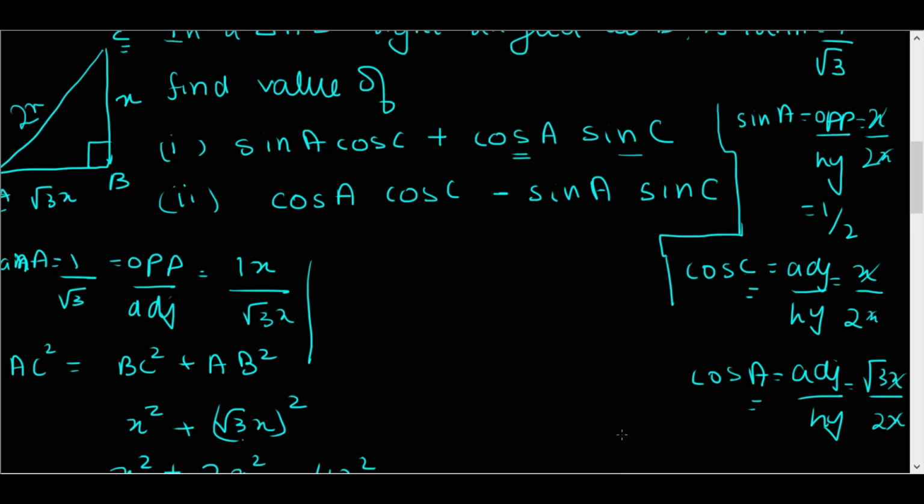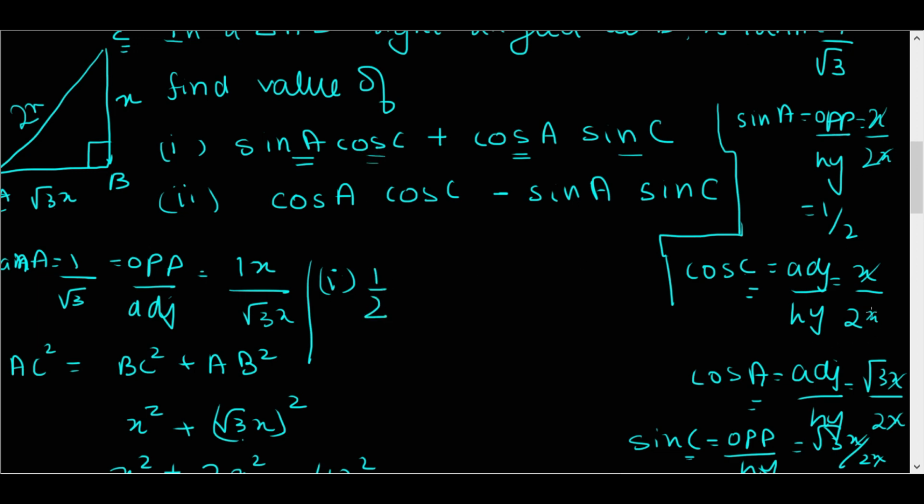And then I need sine C. Sine C is equal to opposite by hypotenuse with respect to C. With respect to C, the opposite is AB. That would be root 3x by the hypotenuse, that is 2x. It would be root 3 by 2. So let's substitute. Solving the first one, sine A is half.